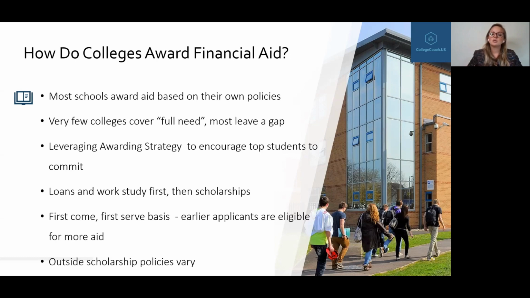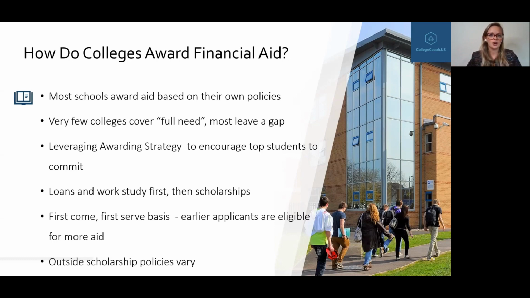A lot of schools use a leveraging awarding strategy, which means that they will cover more of that gap for students that they want to attract more. So a better student with higher grades and higher SAT scores, who is more attractive to the school, is going to get more need-based aid than the same student with the same need who maybe doesn't look as attractive on an application. It's a very sticky, very gray area.